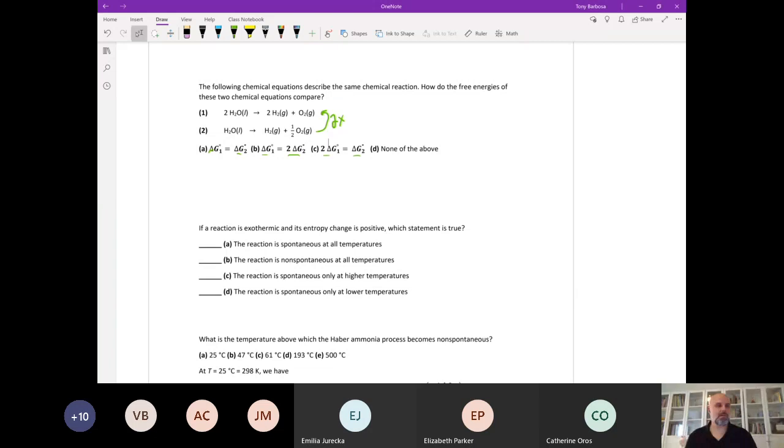All right. So if you think about your delta G naught of the reaction, delta G is going to be equal to the sum of n times the delta G of the products minus the sum of the delta G of the reactants.